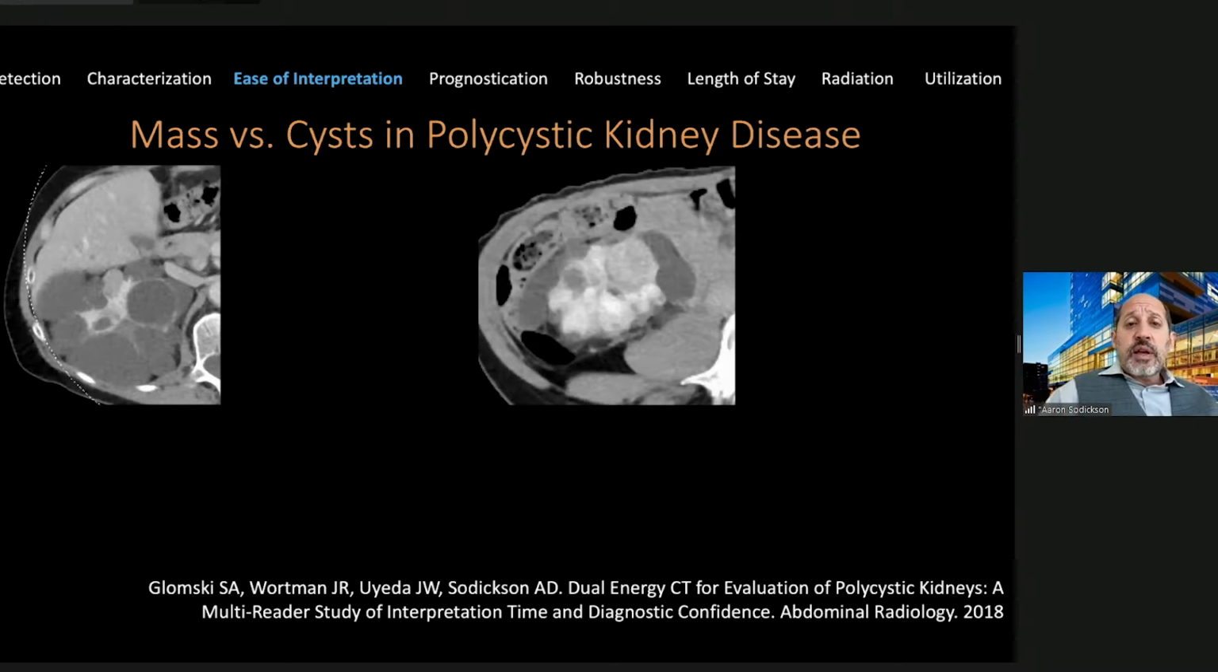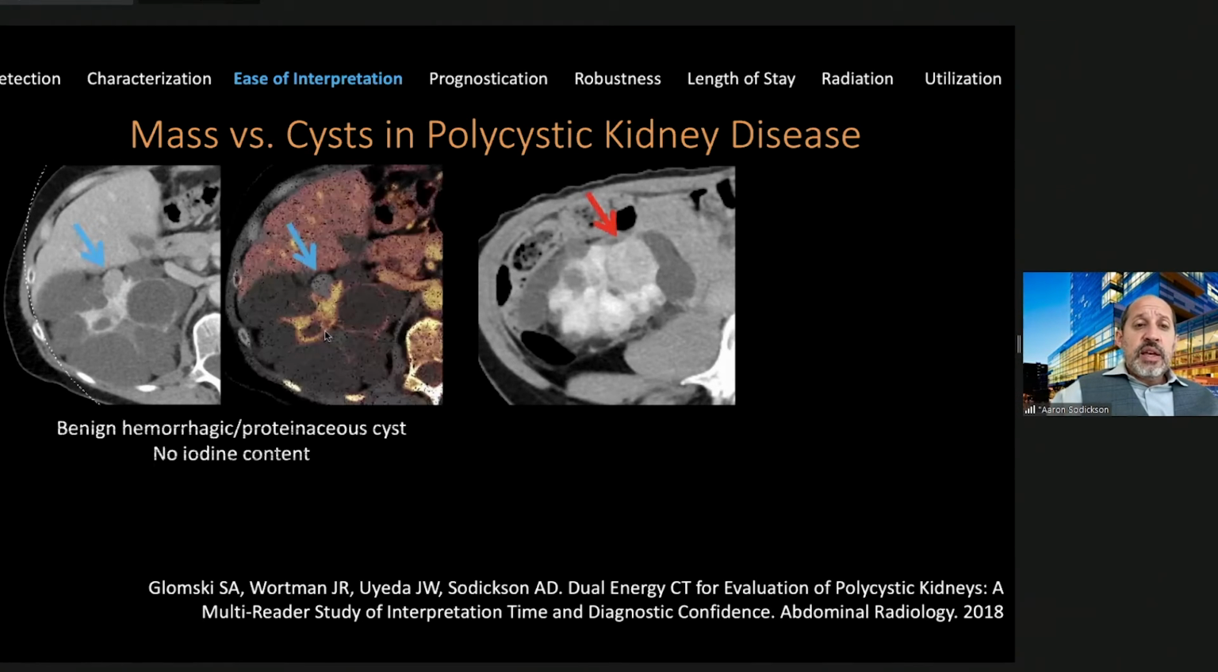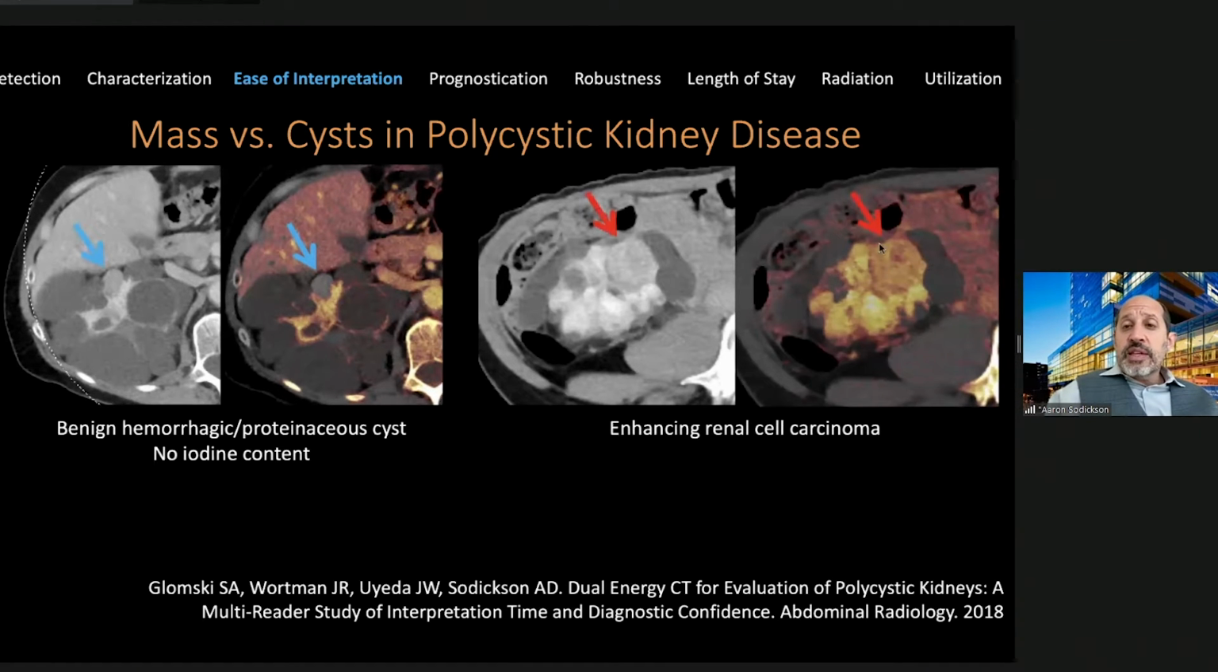Renal mass assessment. I personally hate reading renal polycystic kidney disease studies because you're always trying to match non-contrast to post-contrast images and measure Hounsfield units in both cases. Here, we have two lesions that are clearly not simple cysts. This one contains no iodine content, benign hemorrhagic proteinaceous cyst. This one contains heterogeneous enhancement. This is a renal cell carcinoma.